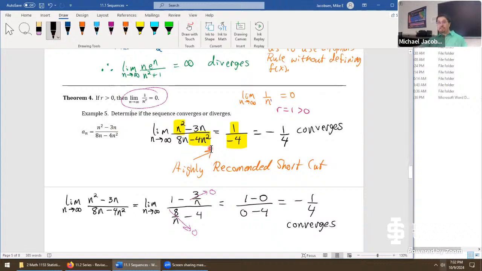So there's a couple ways to do these kinds of problems. This is the highly encouraged way, so you don't get bogged down doing this in the middle of an already pretty long problem. But it's good to do it this way a few times just to see what that's conveying. So that's the big punchline to theorem number 4. Any questions or comments, folks, with that example 5?